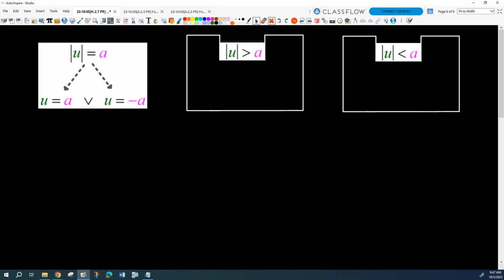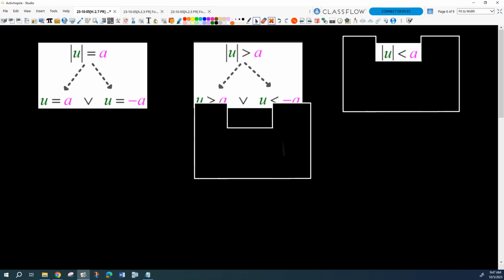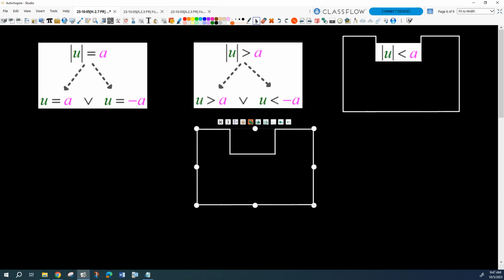What's the pattern if the isolated absolute value is greater than A? And or? It's or, isn't it? That's an or. So what's that one going to be? Either U is greater than A or less than -A, either order, doesn't matter.